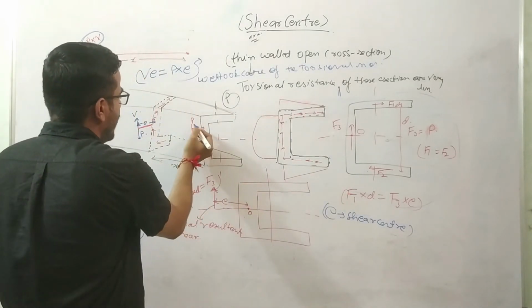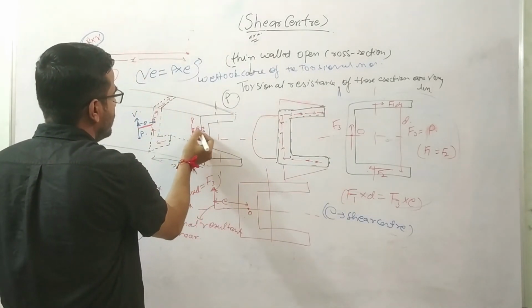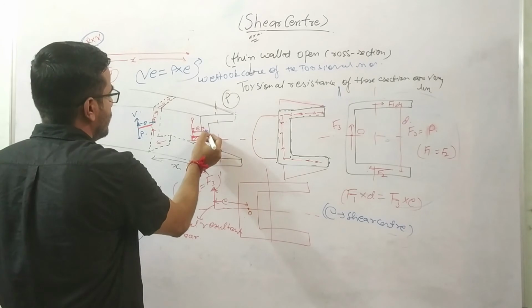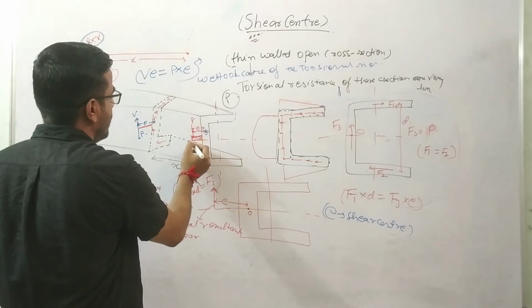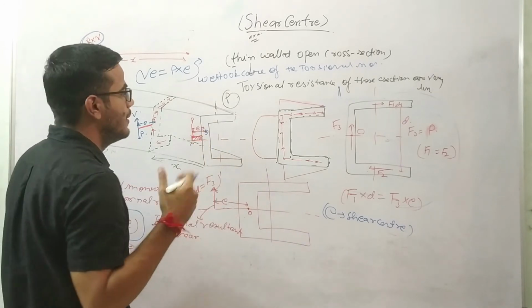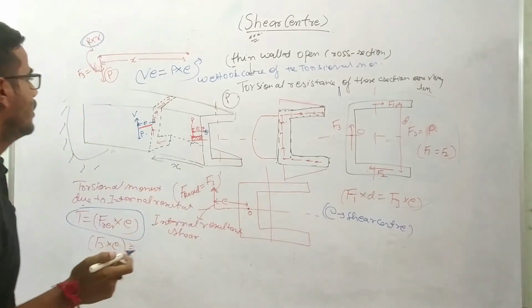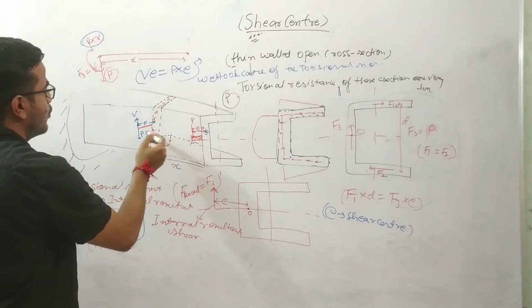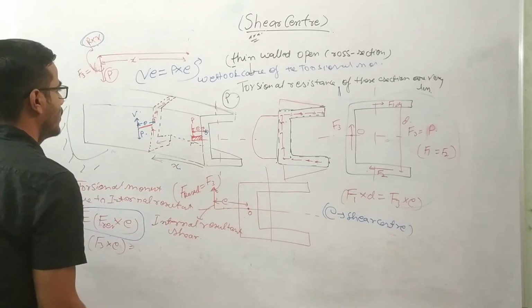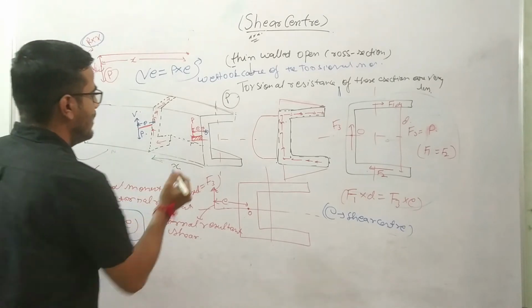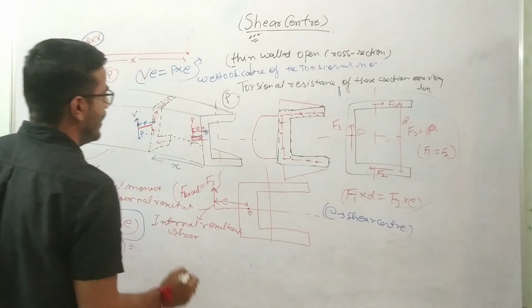When I apply load at this point, at the distance E from this point O, there will be no twisting. We'll have only bending. When I apply load at this point, there will be no twisting, only bending. So by applying load at the shear center, how do we apply load over here?